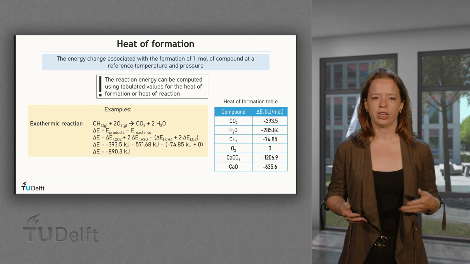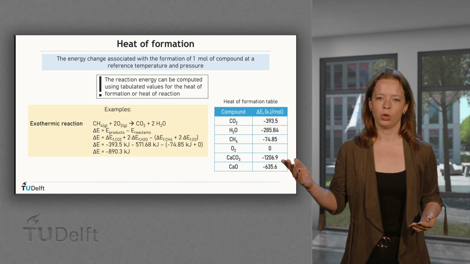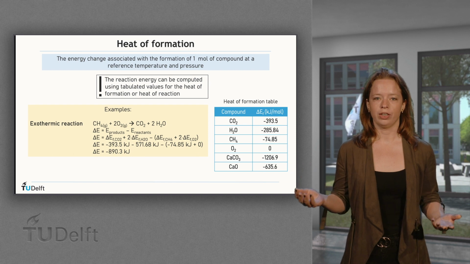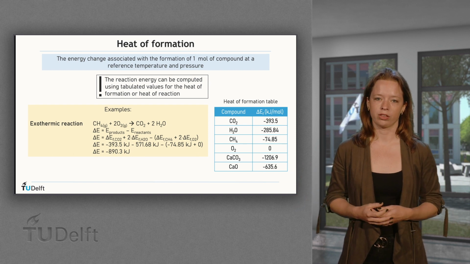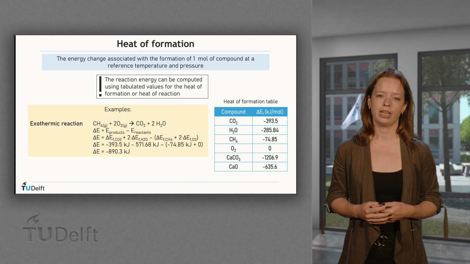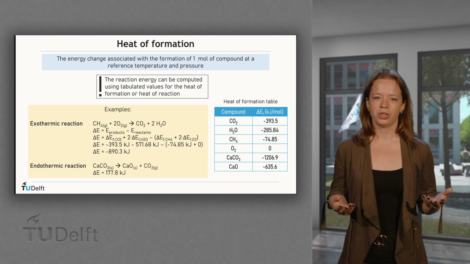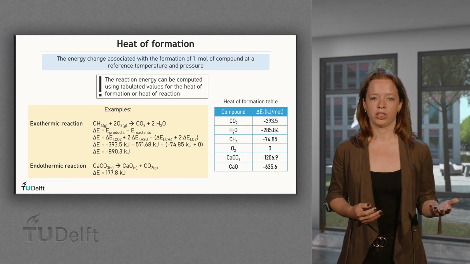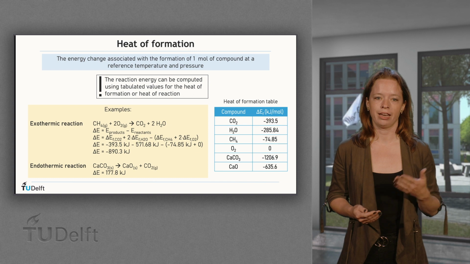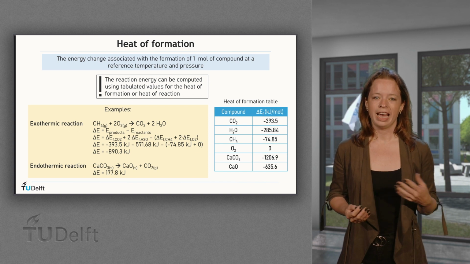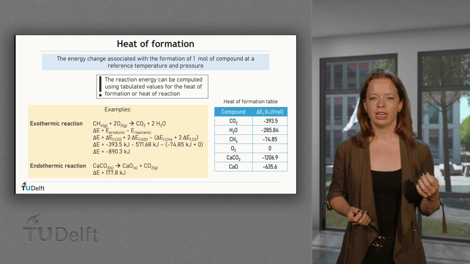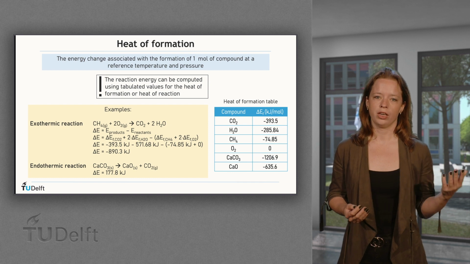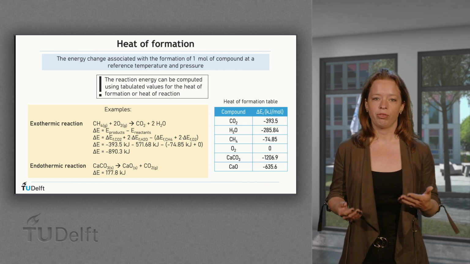Entering the values for the different compounds as we find them in the table gives us that the total energy that is released per mole of methane that combusts is indeed 890 kilojoules. We can also do this calculation for an endothermic reaction, such as the decomposition of calcium carbonate to calcium oxide and carbon dioxide. As you can see, this reaction needs to have energy added to it, for example through heating, before it can occur.